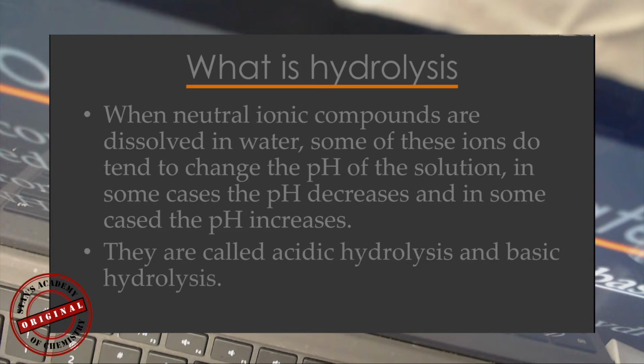Now, if the salt produces an acidic solution, it is an acid hydrolysis. If the solution becomes basic, then we have basic hydrolysis. So it is the interaction of water with certain ions that are present in water that causes hydrolysis to take place. And we need to be able to predict which compounds will actually bring about hydrolysis. That is something that we really want to see, okay?